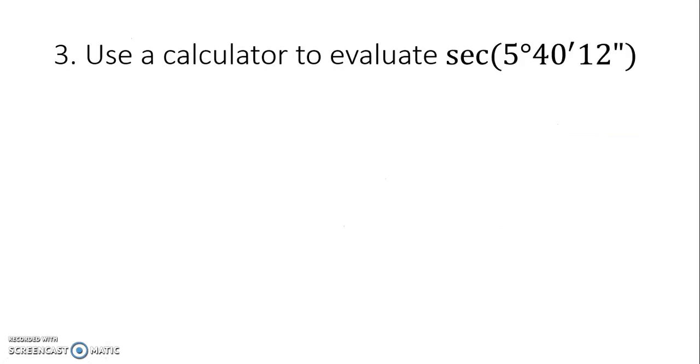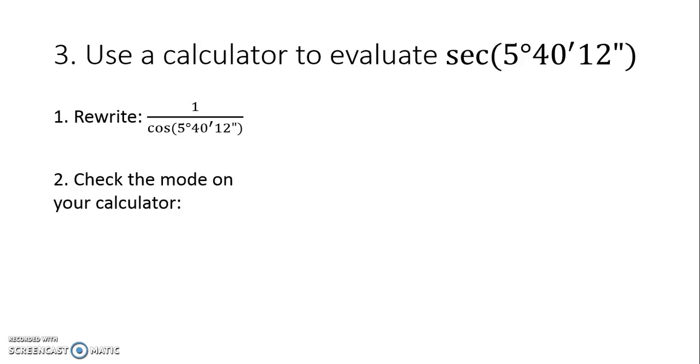Last thing with this section is making sure we can evaluate this on our calculator. So in order to put this into my calculator, I don't have a secant button, but I do have a cosine, so I'm going to rewrite it as 1 over cosine of theta, cosine of 5 degrees, 40 minutes, 12 seconds. Second thing, before I ever touch my calculator or type numbers in, I need to check the mode of my calculator. Since this is 5 degrees, 40 minutes, 12 seconds, I'm in degree mode.